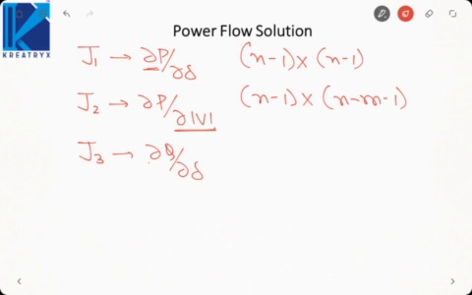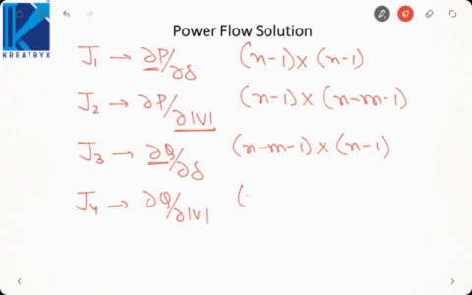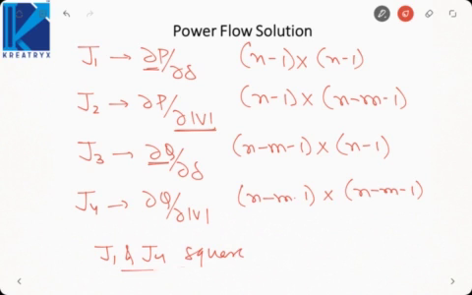Now J3 is del Q by del delta. Q is known for only n minus m minus 1 buses. Delta is known for n minus 1 buses. J4 is del Q by del mod V. Q is only known for n minus m minus 1 buses and we wish to calculate mod V for n minus m minus 1 buses. So from here we can see J1 and J4 are square matrices.